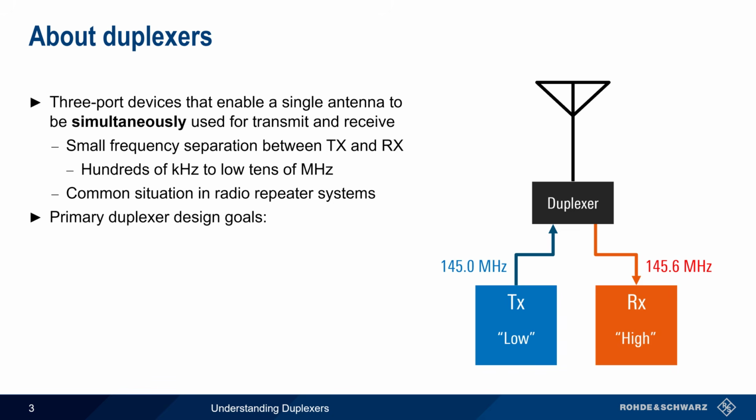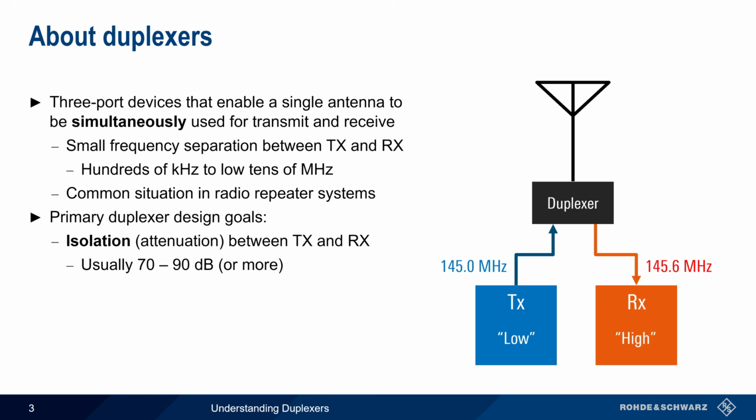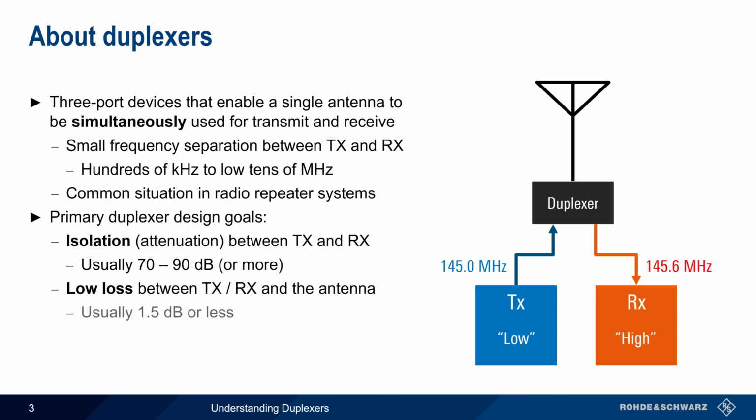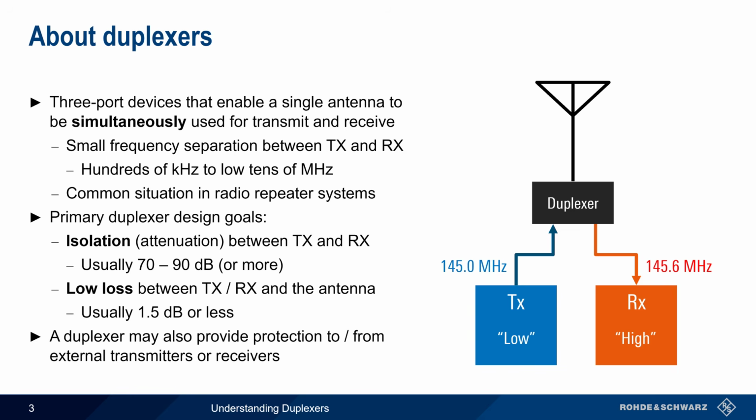Duplexers have two primary design goals. The first is isolation or attenuation between the transmit and receive frequencies, and this is usually at least 70 to 90 dB. The other requirement is low loss between the user port and the antenna at that port's pass frequency. Less than about 1.5 dB is desirable. In addition, a duplexer may also provide protection to external receivers or protection from external transmitters. In the remainder of this presentation, we'll go into more detail about how duplexers are constructed, tuned, and measured.